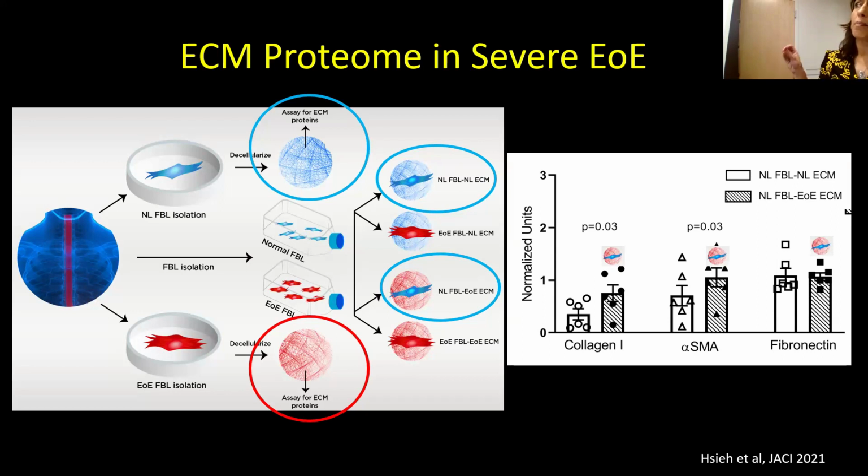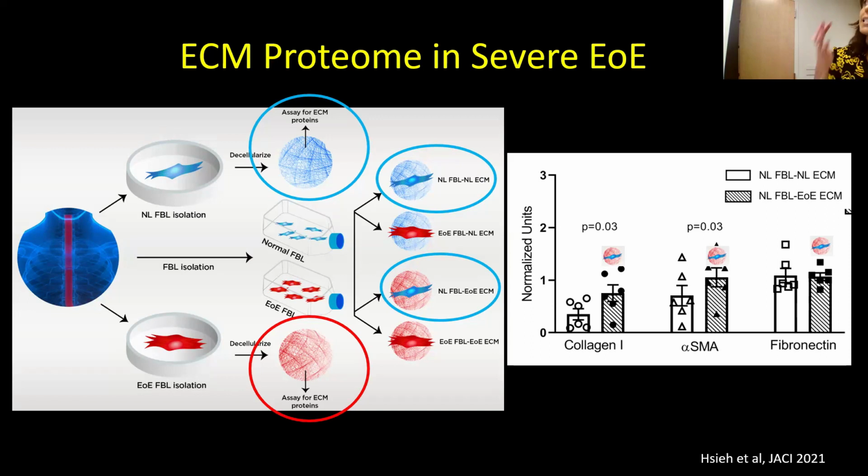So we took these fibroblasts from healthy people, we took them from active EOE patients, we decellularized the matrix, so there's no more cells left, it's just the collagen fibers and whatever else is laid down. And then we do what I call flip-flop experiments. So we swap the fibroblasts. We put a normal fibroblast back on its own ECM, or we put it on an EOE fibroblast-derived ECM.